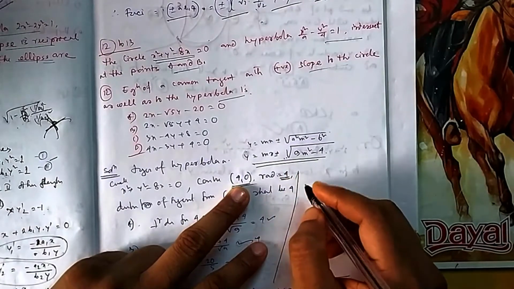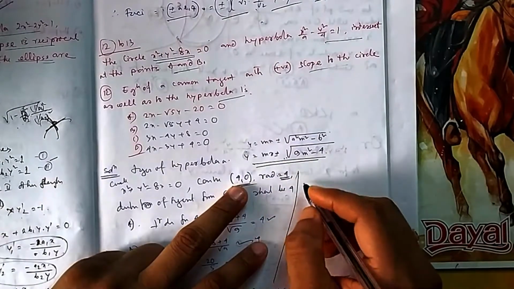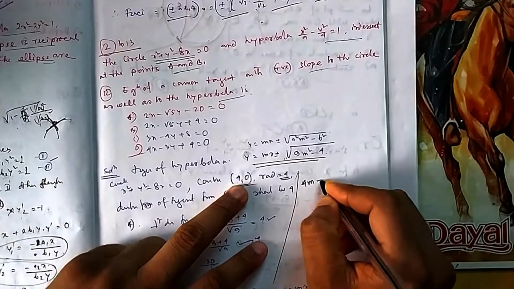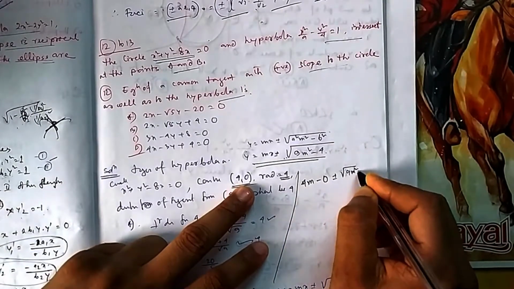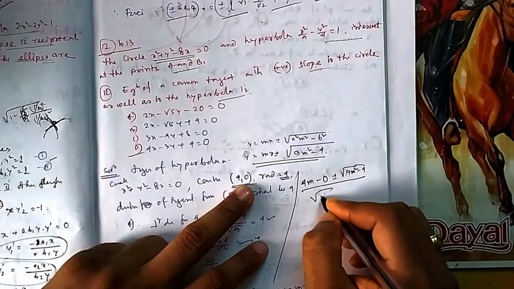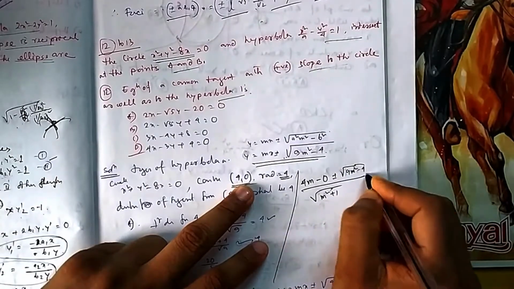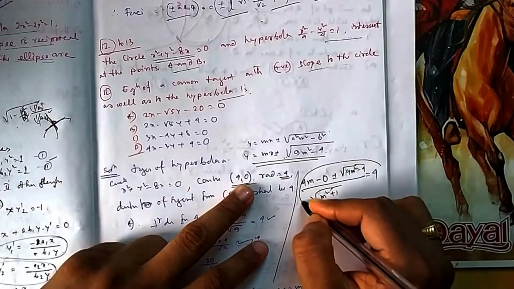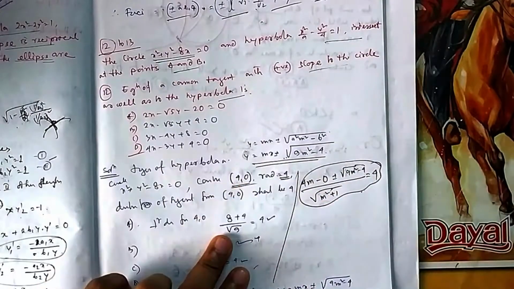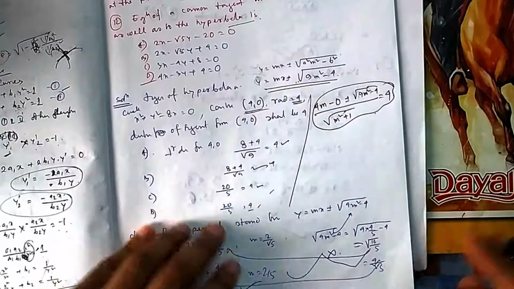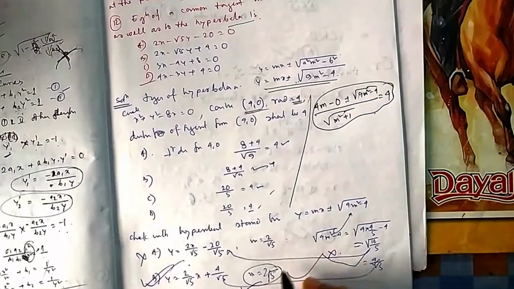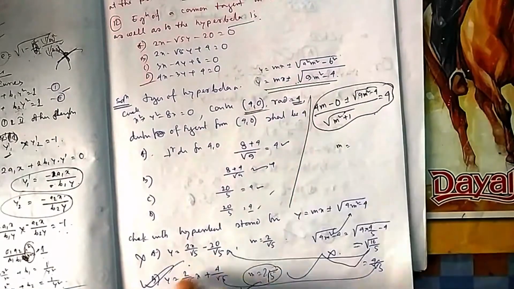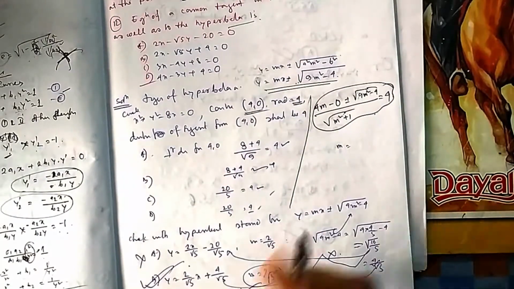So what is the distance? If you put (4, 0), it will be |4m − 0| plus minus under root 9m² − 4, divided by under root m² + 1, and that should be equal to 4. You can solve this easily and you will find m. Once you know m, you will get m as 2 by root 5 if you solve it here. So you find this is the equation, and option B is the correct option.